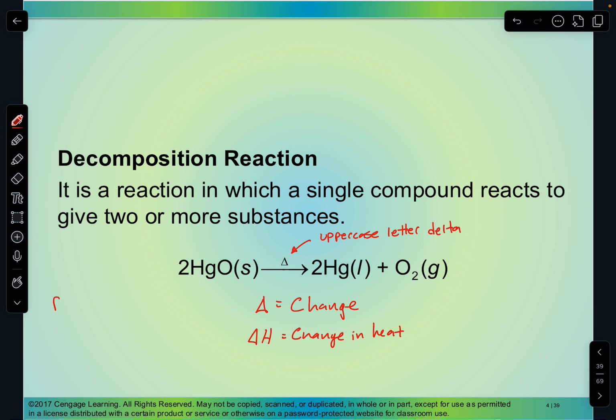But we can do the same thing here. So I want you to do this on your own. Which one is the reducing agent? And which one is the oxidizing agent? I'll give you a second. And keep in mind that we can separate this into Hg2+ and O2- to figure that out.